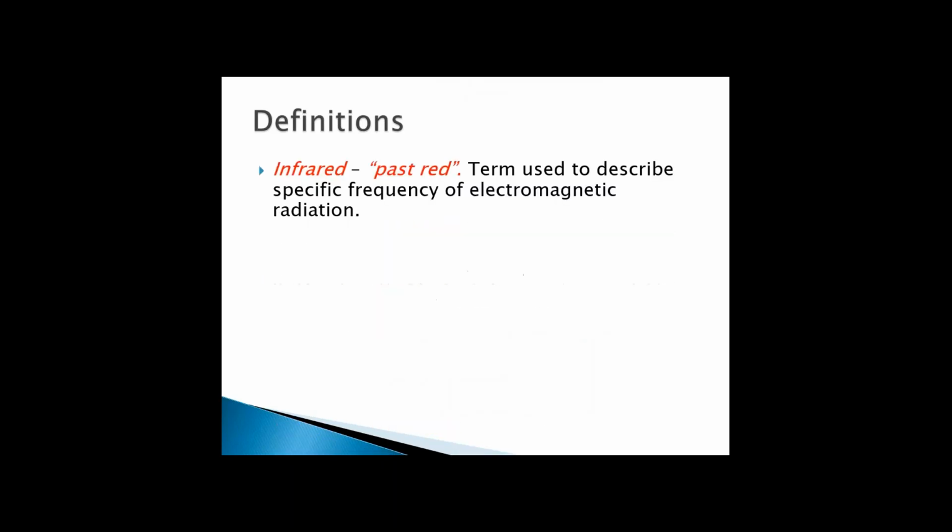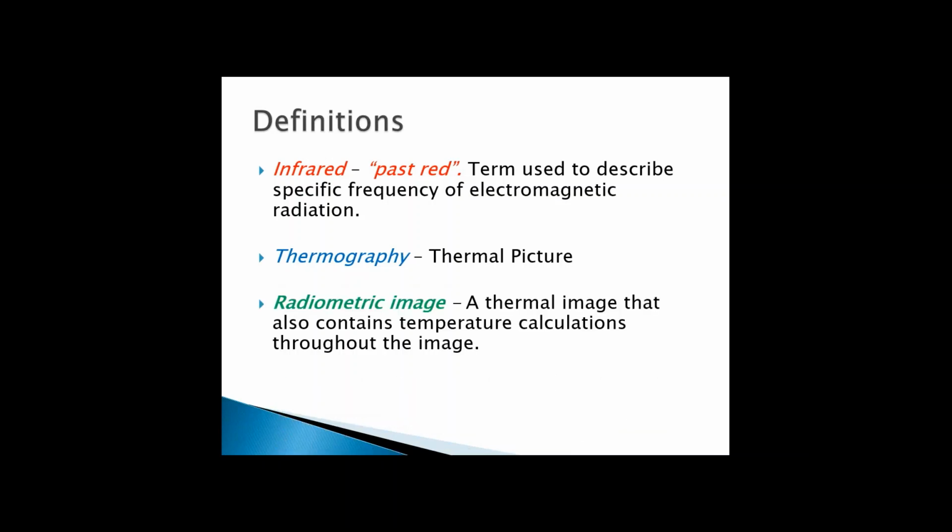To get on the same page, let's consider some definitions. Infrared, meaning past red, is a term that we use to describe a specific frequency of electromagnetic radiation. When we talk about thermography, we're referring to a thermal picture. Another definition commonly used is radiometric image. Once that imaging camera produces that thermal picture, now we can apply temperature calculations throughout that picture for evaluation. Unfortunately, the terms are often incorrectly used.